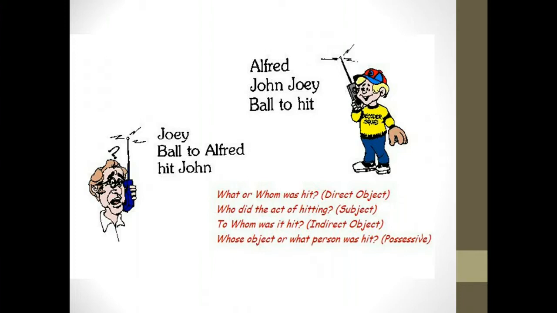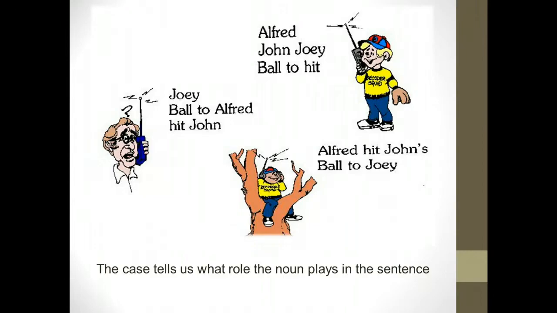Whose object or what person was hit? So these are all things that, if we don't put words in the right order in an English sentence, things don't make sense to us. But in English, of course, when we put it all together, then what we discover is Alfred hit John's ball to Joey. Once we understand the code, we're able to move along through the sentence.